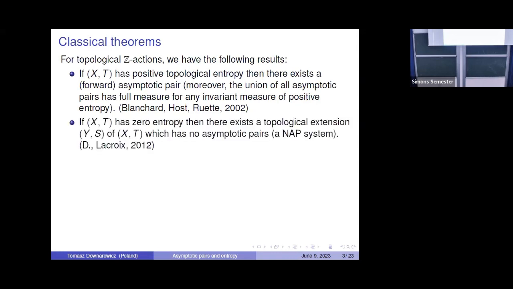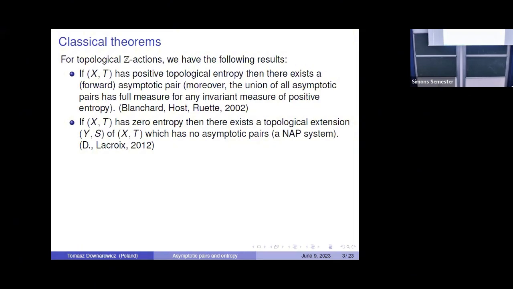Then another result in the opposite direction, which is due to myself and Yves Lacroix 10 years later. As you can see, it needed to wait a little while to get the opposite direction, because it is not true that a system with zero entropy does not have asymptotic pairs.